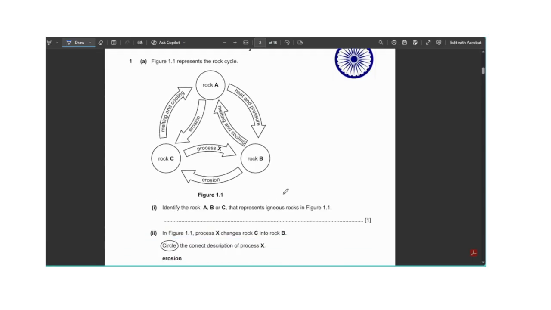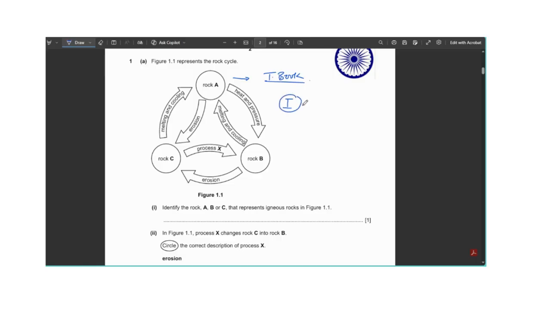The first question is, figure 1.1 represents the rock cycle. This is what we have, the rock cycle, and they mention A, B and C. If you have the EVM textbook, you will see this rock cycle very easily in the textbook also. So let's see the question here. Identify the rock, A, B or C, that represents igneous rock. So please remember about the igneous rock.